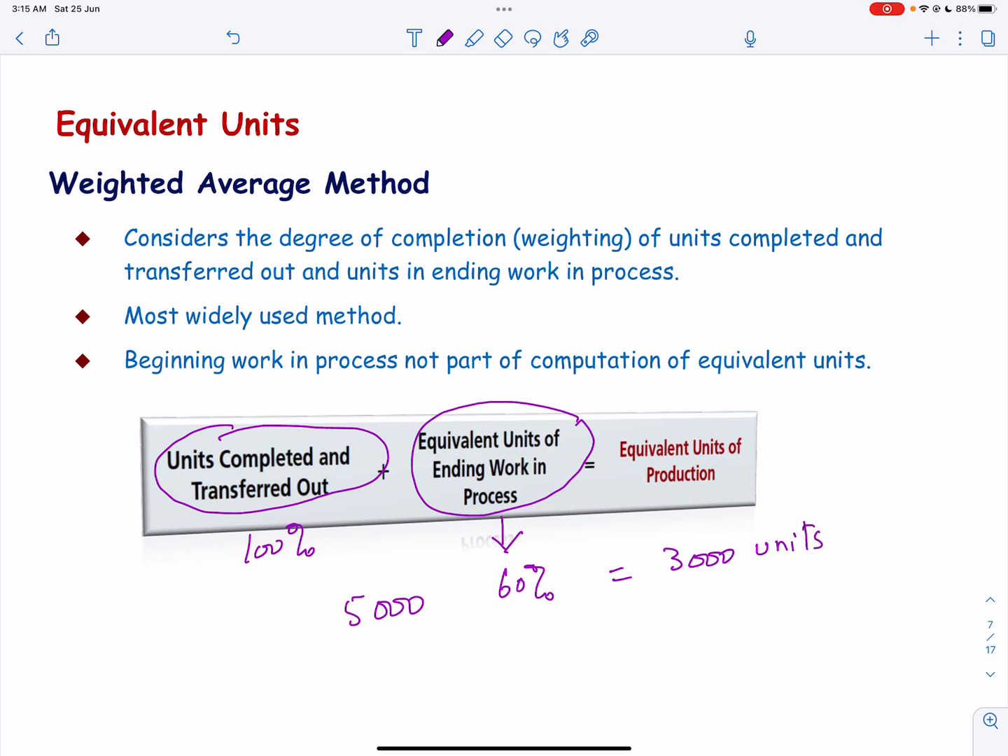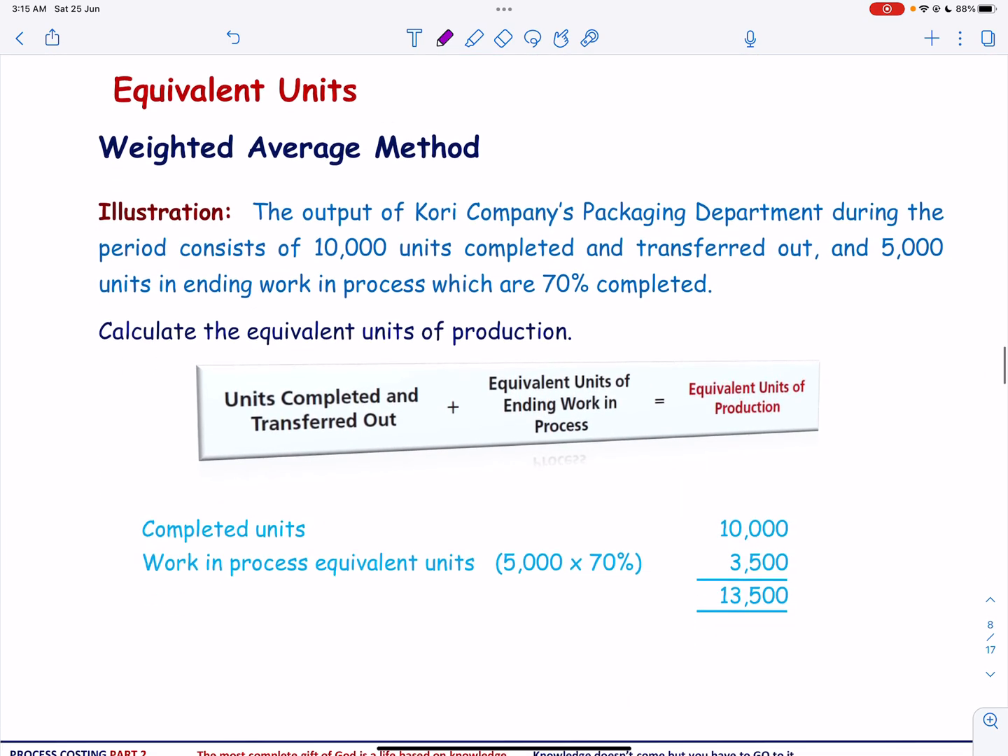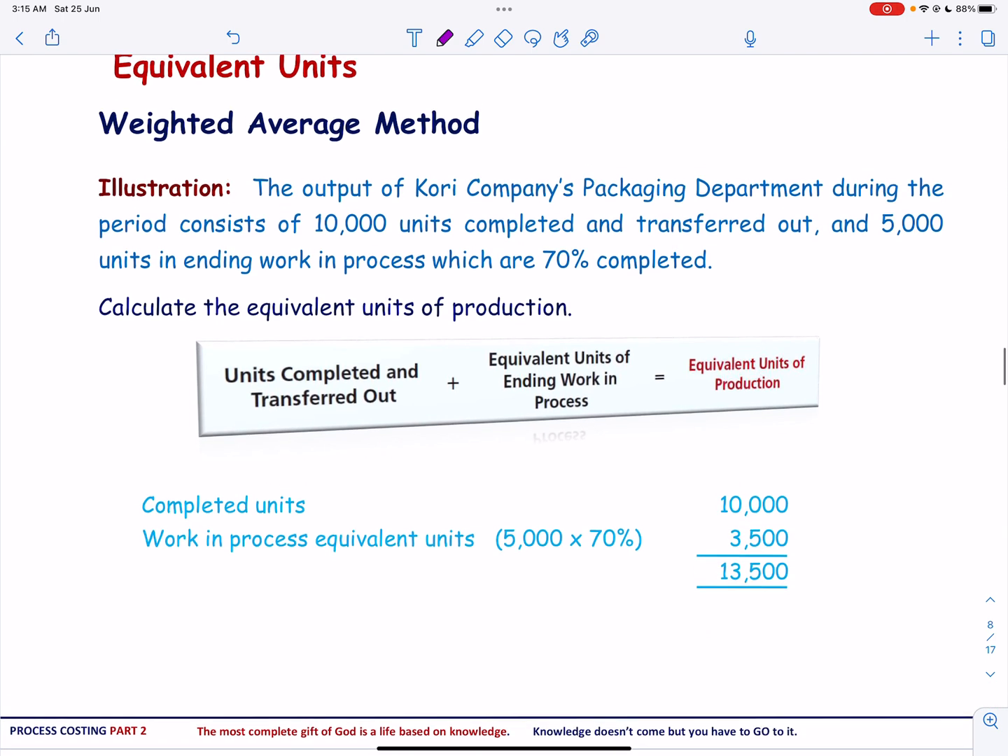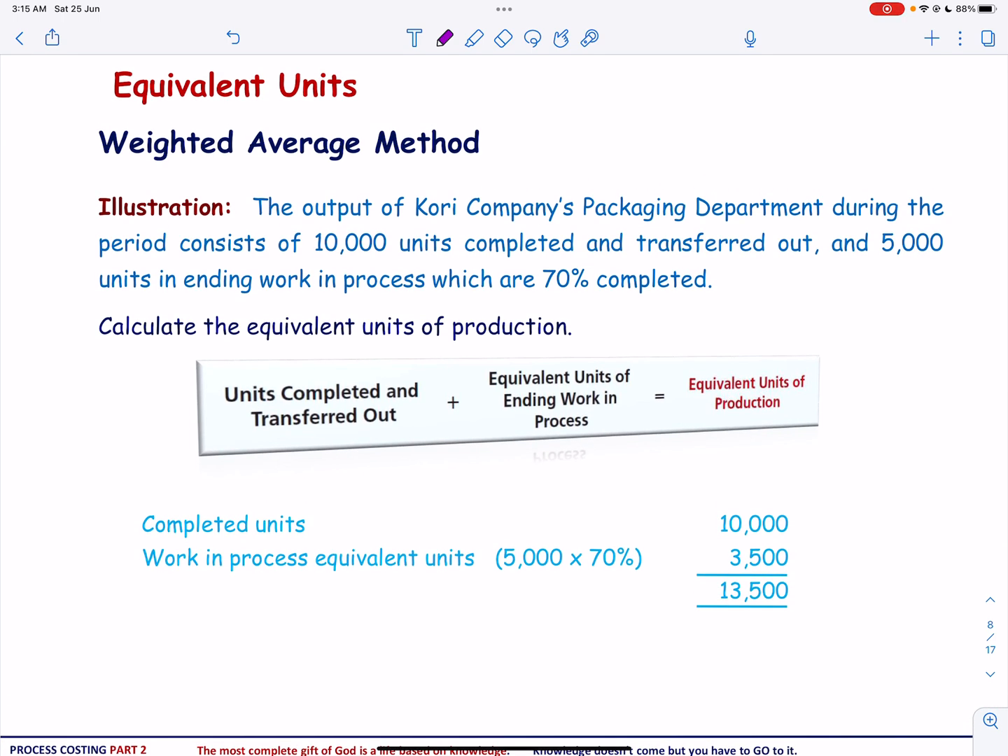Let us look into a more complex example. The output of Corey Company packaging department during the period consists of 10,000 units completed and transferred out, and 5,000 units in ending work in process, which are 70%.